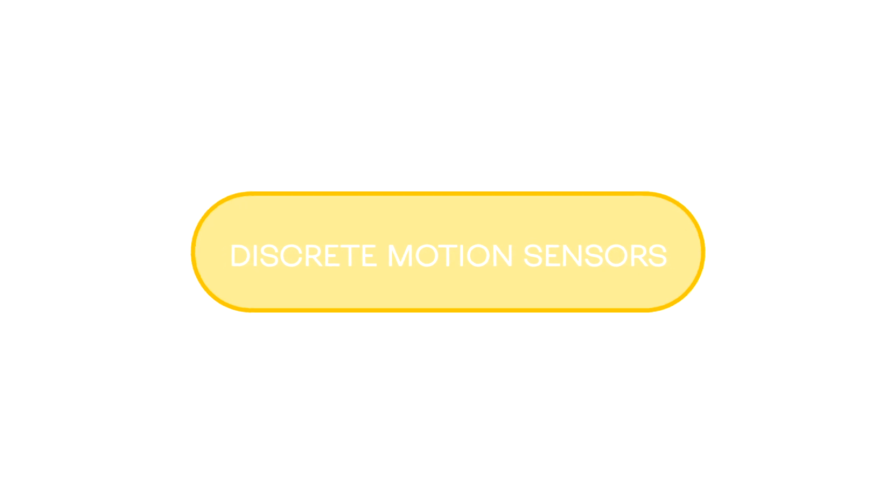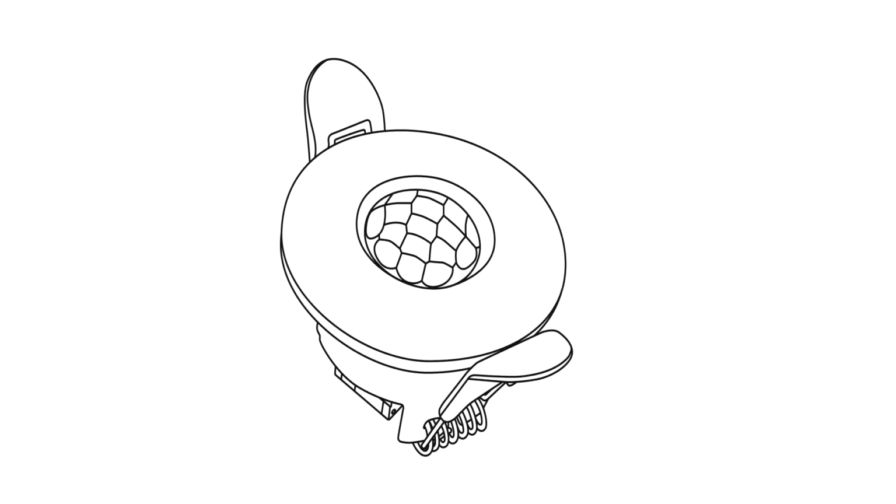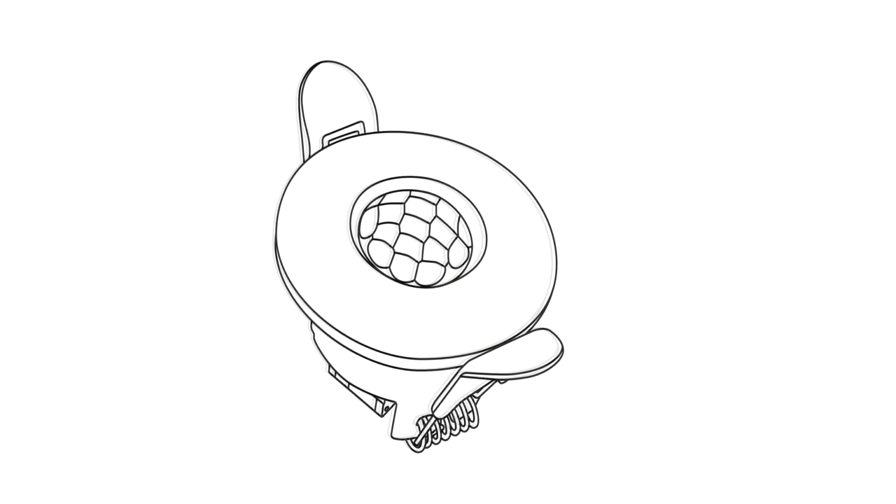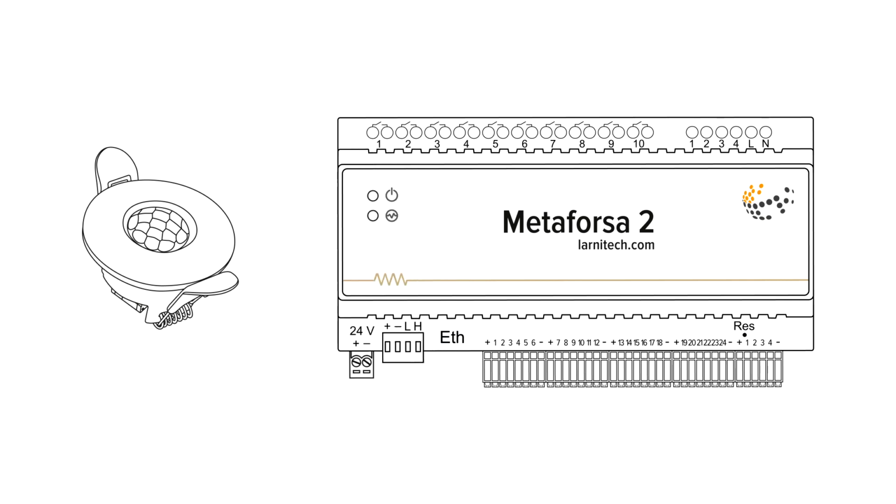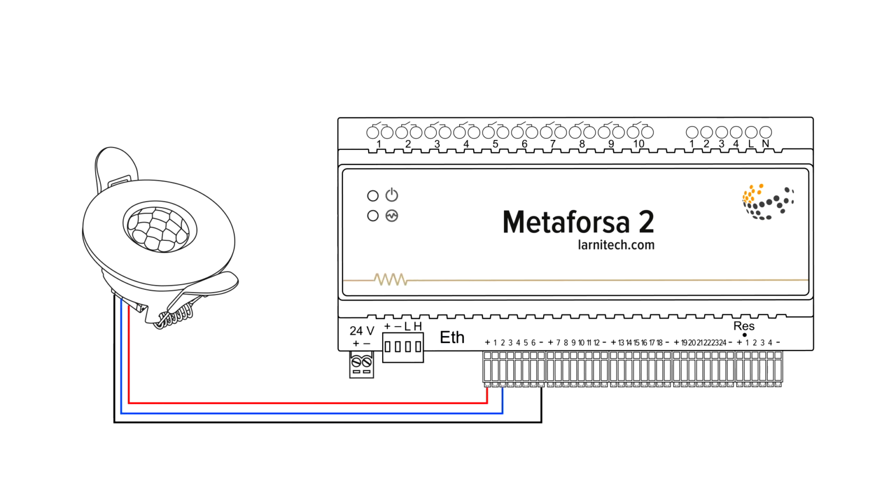Discrete motion sensors. The discrete motion sensor CWMSD has a 3-wire connection and is connected to the discrete inputs of modules such as Metaforsa. See the full list of devices supporting the connection of discrete motion sensors in the CWMSD sensor description.